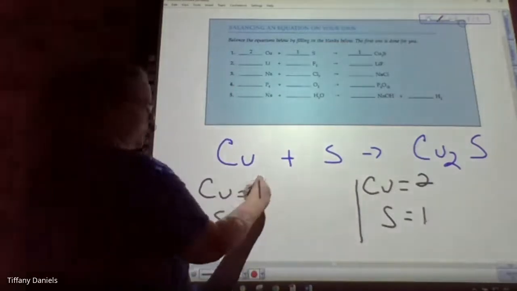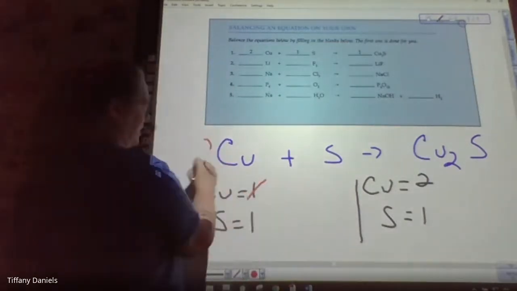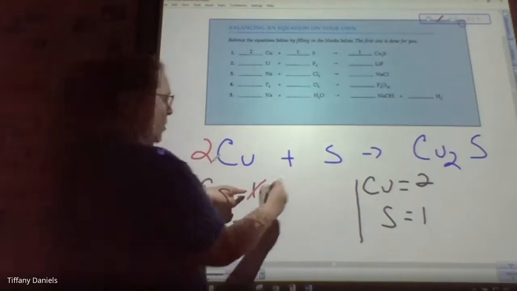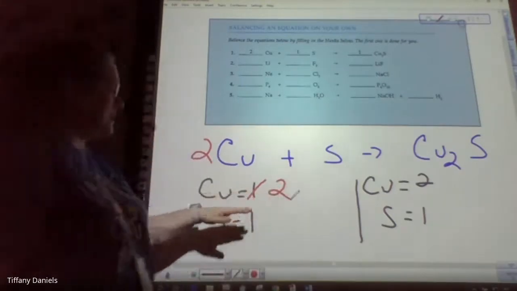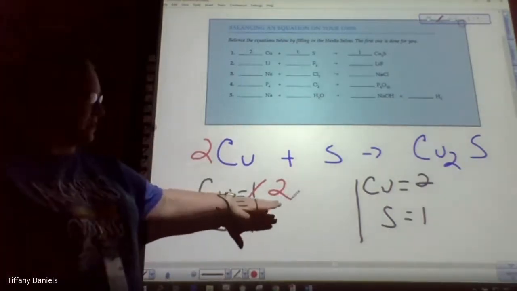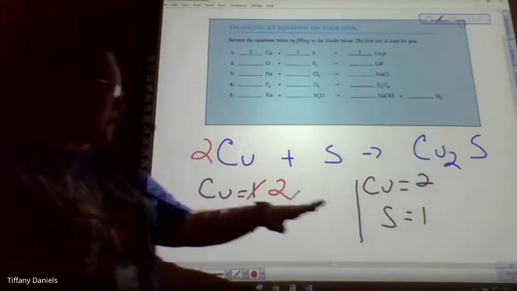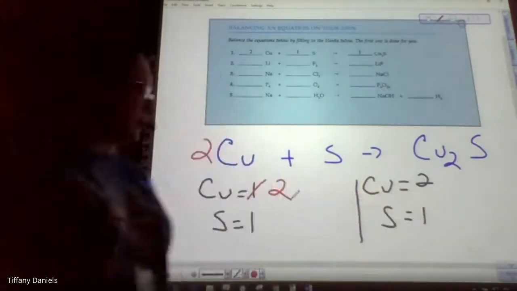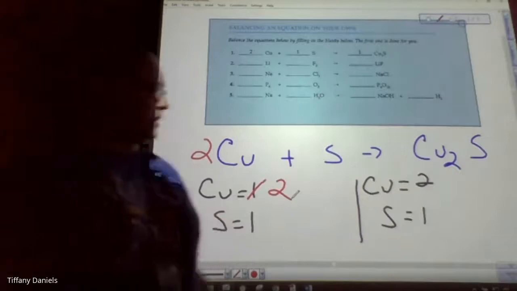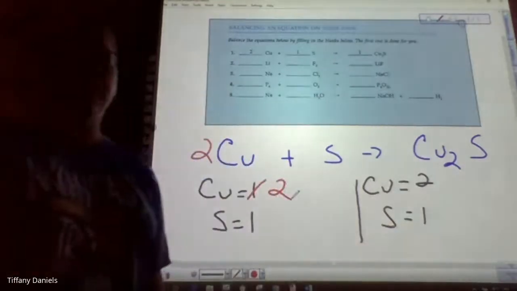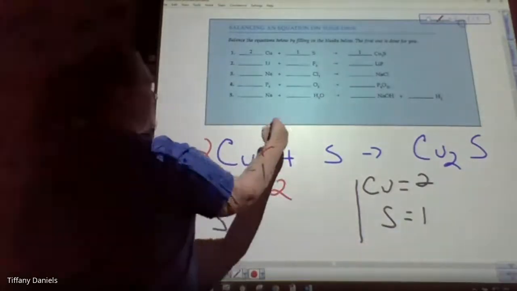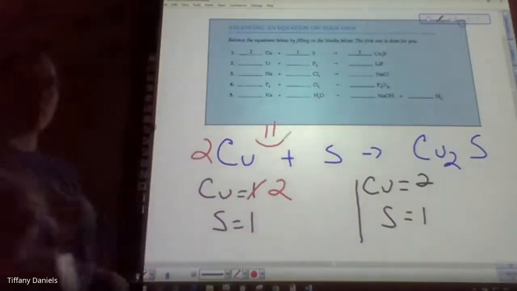So if I multiply this one by 2, 2 times 1 is now 2. And so now I look and I have 2 coppers on this side. I have 2 coppers on that side. I have 1 sulfur on this side. I have 1 sulfur on that side. And so this equation is balanced, so it's happy.